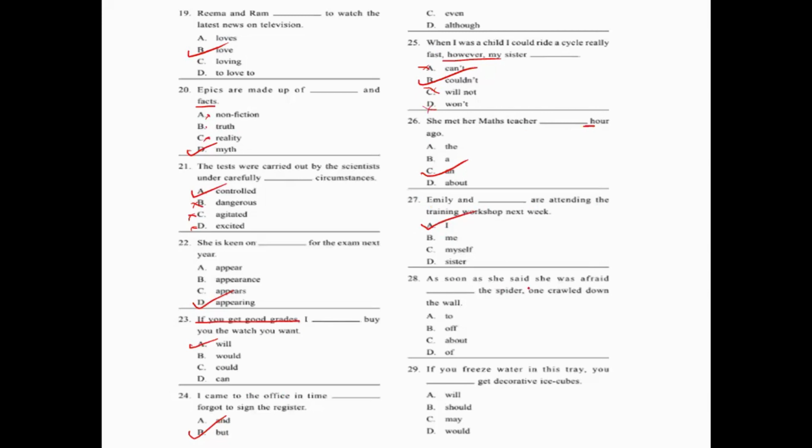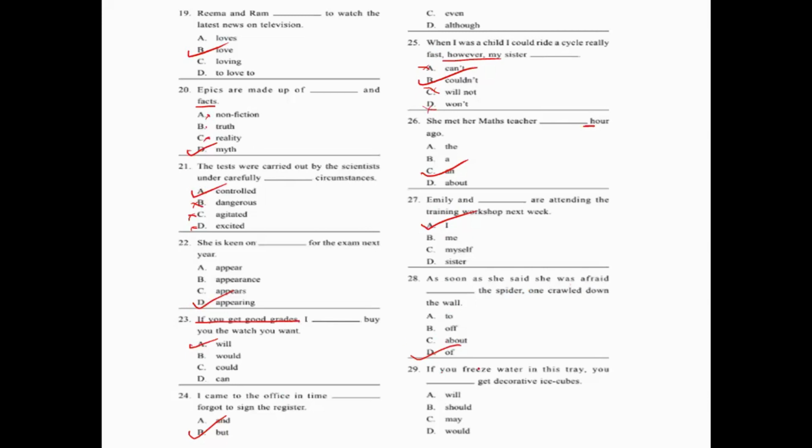Next, as soon as she said she was afraid, a dash spider one crawled down the wall. Afraid, what is the correct preposition we have to use over here? Always remember the preposition that you have to use with afraid is of. Afraid of the spider. Fond of ice cream. These are the things that you have to remember while using prepositions. So here it should be of. As soon as she said she was afraid of the spider, one crawled down the wall.